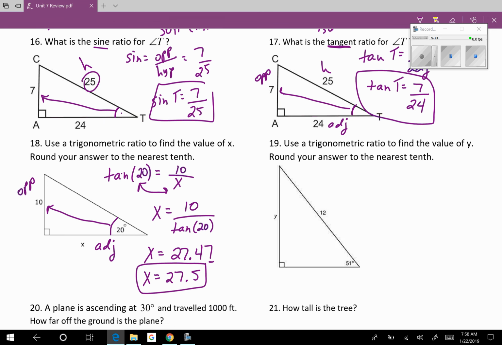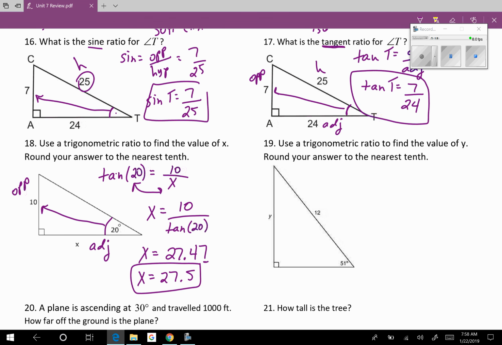All right, 19. Use a trigonometric ratio to find the value of y. All right, so here's y. This 12, that's our hypotenuse, and there's our angle 51. So the y from the 51 is opposite to it. So we've got opposite and hypotenuse. We need to use sine.